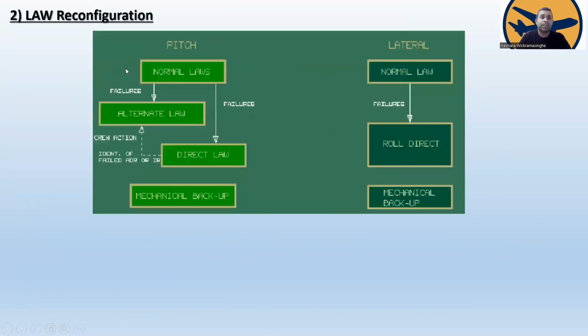Now let's go to the second one, law reconfiguration. You can see there are two laws, pitch and lateral. For pitch, the normal law goes to the alternate law, or else it goes to the direct law. Here are the crew actions and identification of the failures, and there's a mechanical backup. And for the lateral, you can see the normal law goes to the roll direct, failures, and then mechanical backup.